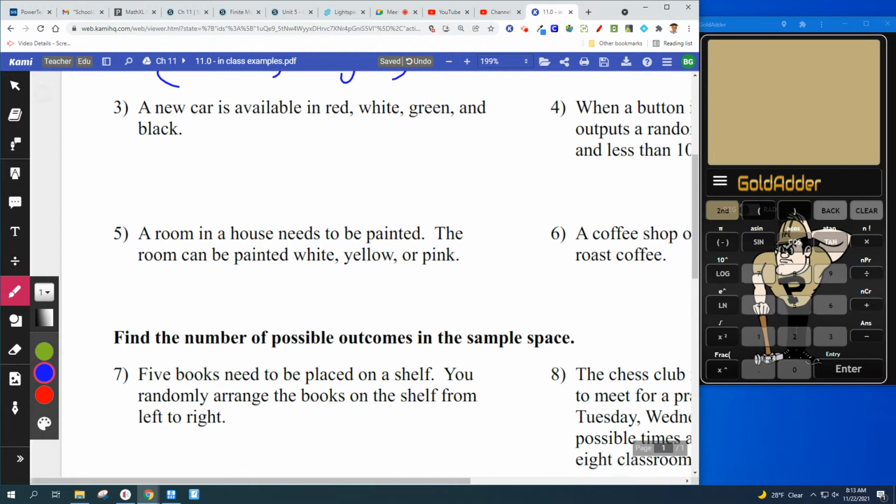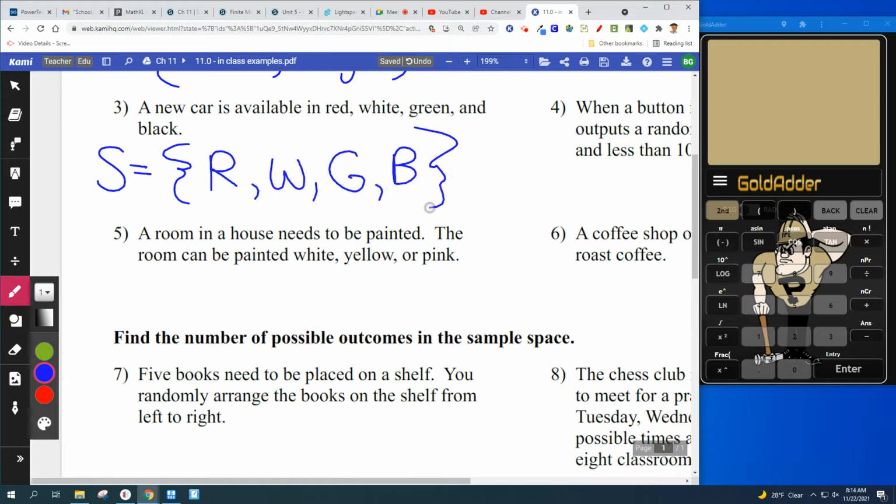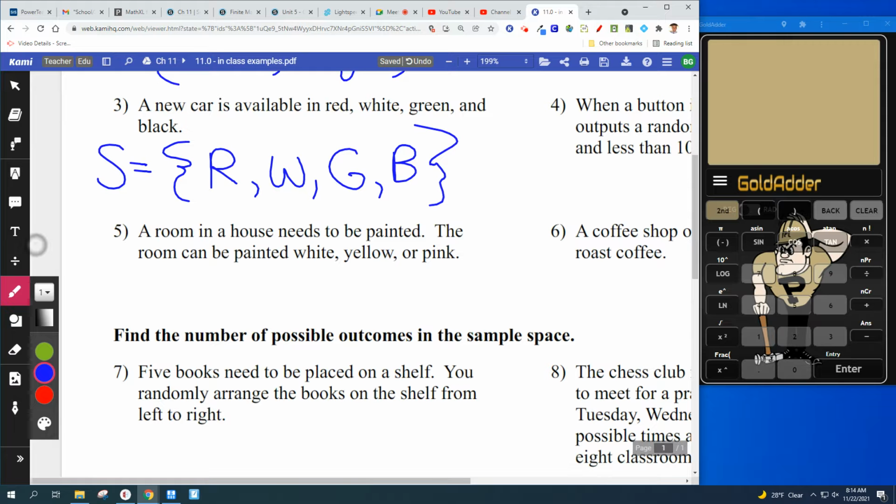That's sample space. So when we look at number 3, it says a new car is available in red, white, green, and black, all right? So the sample space is going to be a list of, let's abbreviate this, R for red, W for white, G for green, B for black. All we're trying to do is just list out what's possible in the problem. This chapter is going to have some pretty difficult problems, and one of your first steps is going to be just to identify what is possible in the problem, or how many things are possible in the problem. I see 4 different elements in this sample space.